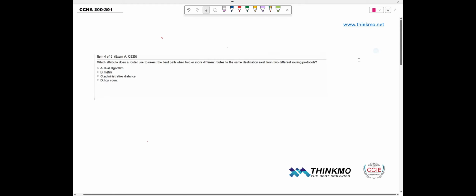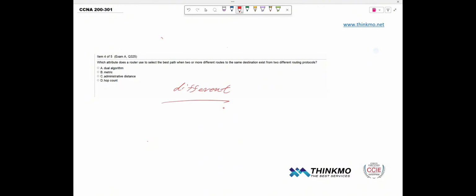For question 4, it says, when 2 or more routes come from different routing protocols, and then route to the same destination. That is, you see, with different protocols, and then going to the same target. When there are multiple such routes in the routing table, which attribute do we use to determine the best path? Let's see, between different protocols, what do we use to make the selection? We choose the administrative distance, AD.